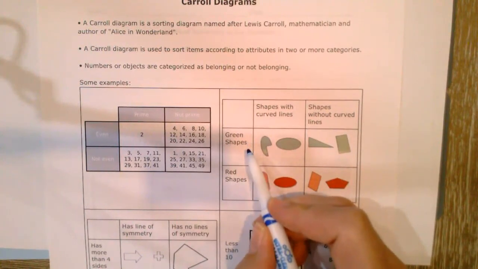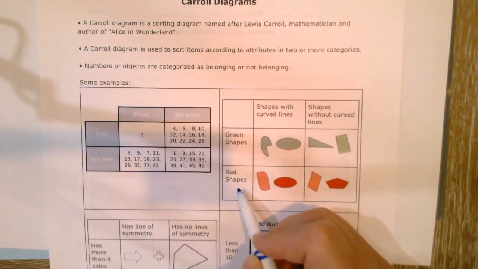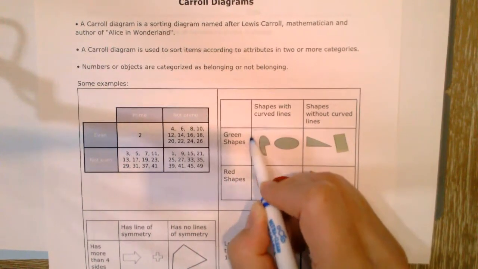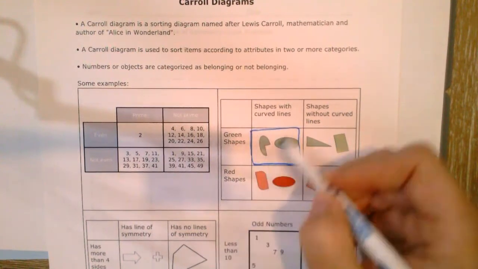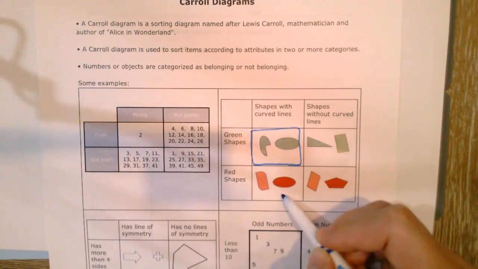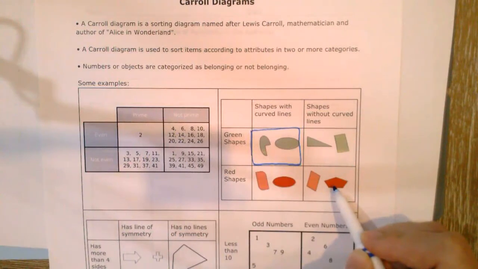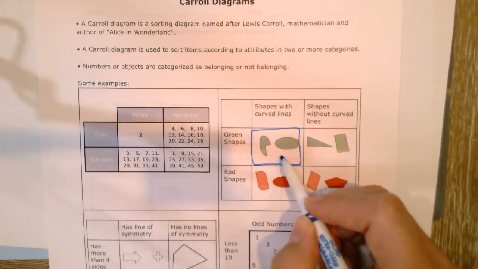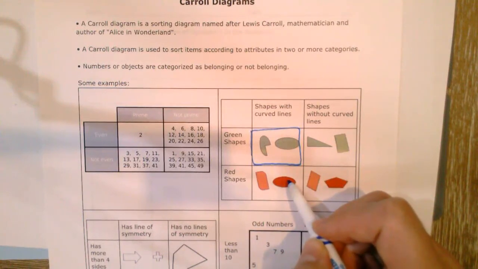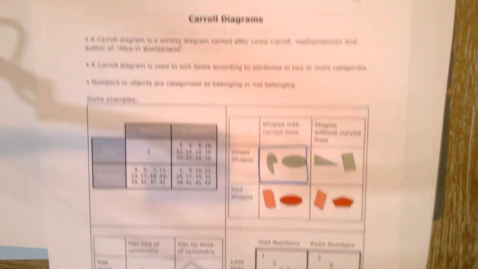And then you're going to categorize it with another attribute, and that attribute goes on the row. So this is green shapes and then not green shapes, or green shapes and red shapes. So this box right here identifies shapes that have curved lines and are green. And then this box here is curved lines and are red, no curved lines and are green, and then no curved lines and red. So you identify where your shape goes within each one of these boxes. So whatever box it is, it has to identify with those attributes. You're going to be working on that today with your letters.